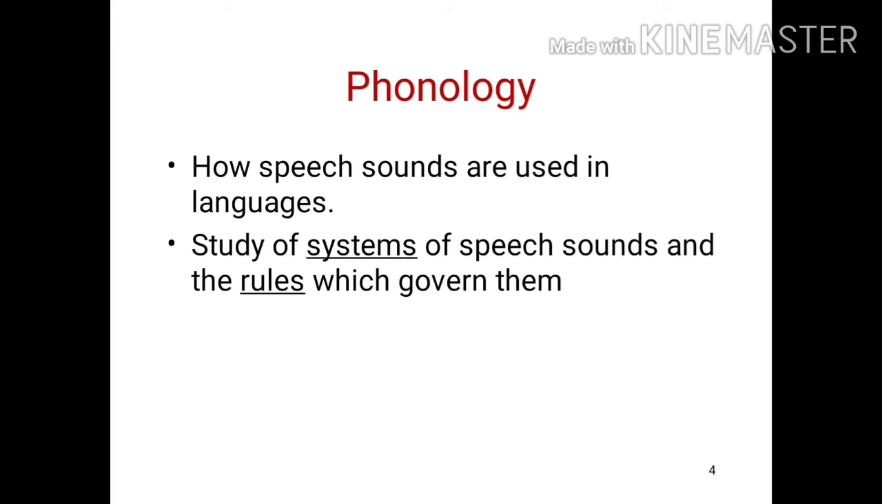At one time, the study of phonology only related to the study of the systems of phonemes in spoken languages. Now, it may relate to all levels of language where sound or signs are structured to convey linguistic meanings. Phonology is the study of systems of speech sounds and the rules which govern them.